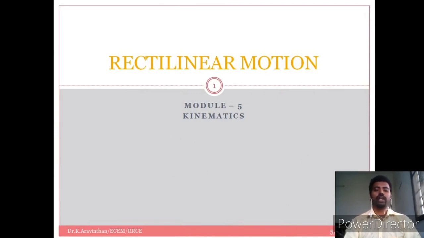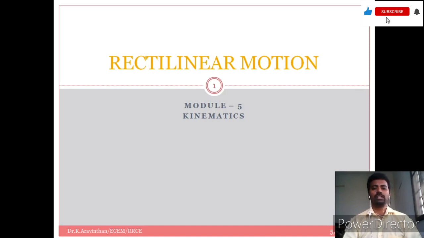Today's lecture is under the topic of kinematics. Under this topic there are different types of motion. Kinematics is the identification of an object regarding its acceleration, velocity and displacement without considering the force. This is known as kinematics, and in that we have different types of motion.